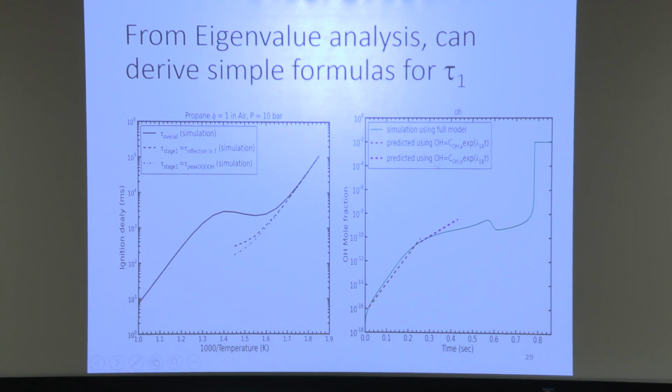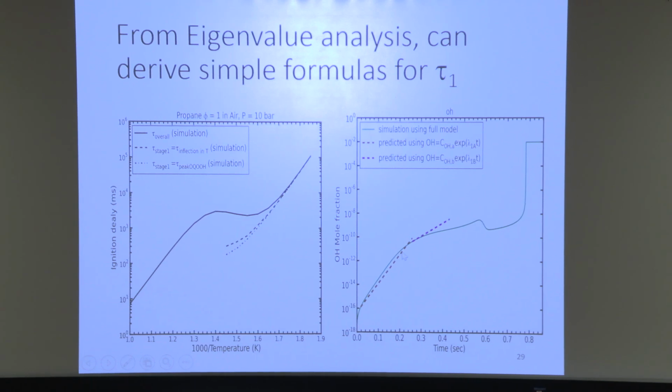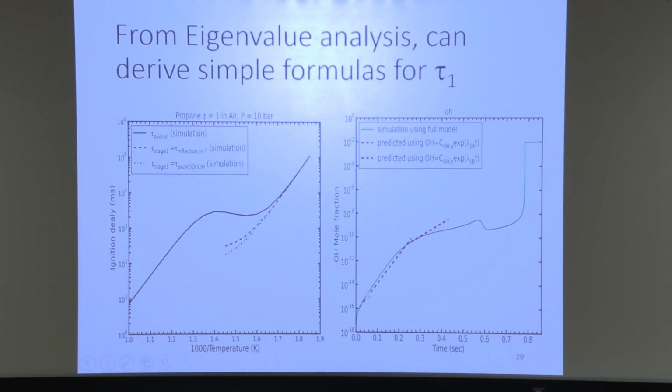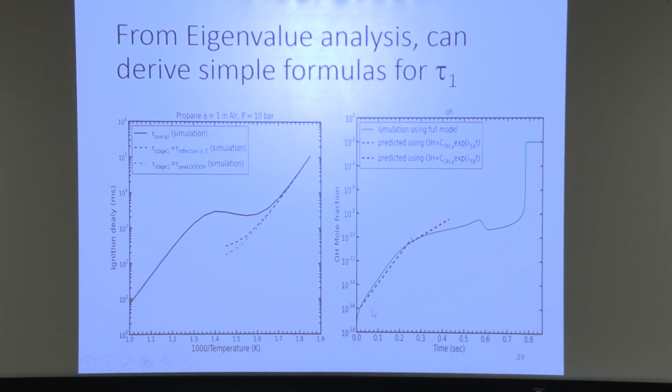And if you just assume that you have exponential rise, you would get straight lines in these log plots. And you don't get quite a straight line, but it's pretty straight. And so that's why this simple analysis works pretty well.